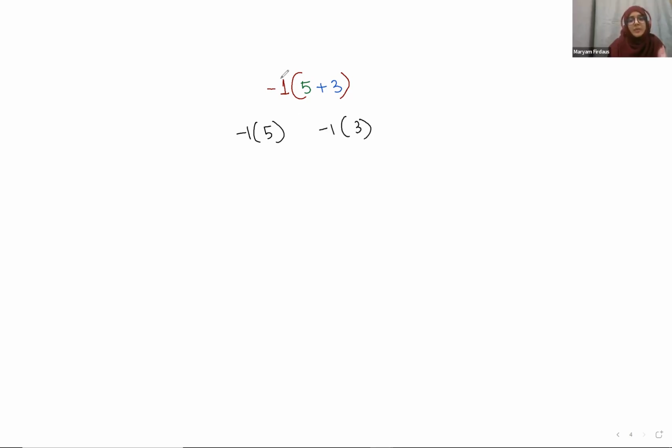And what sign should be between? Just a sec, Hiba. I will just change the colors of these. So -1 multiplied by 5. And then there's -1 multiplied by 3. Okay. And you said the sign between them should be what? Minus. Just a minute. I will make things a little bit easier for you.